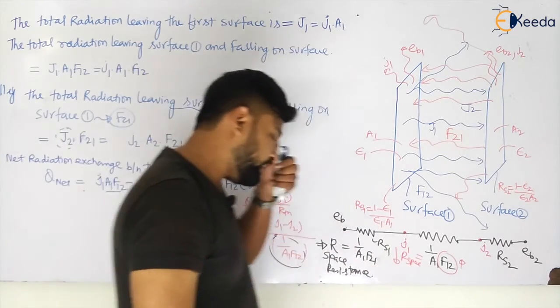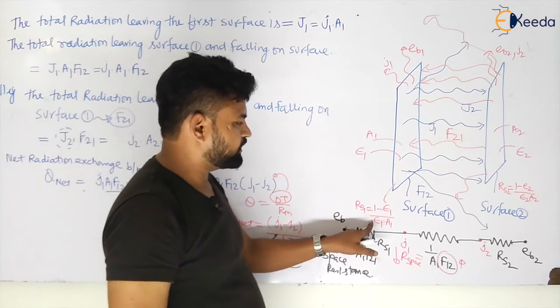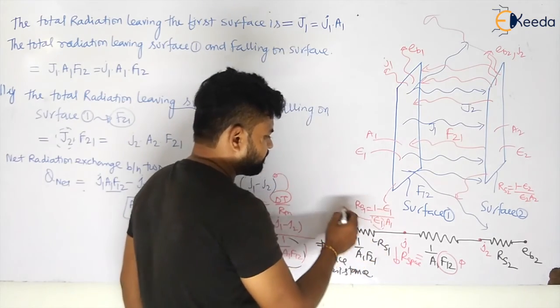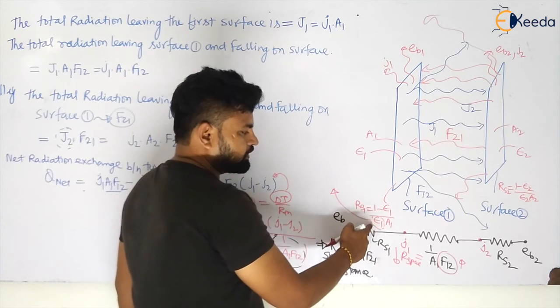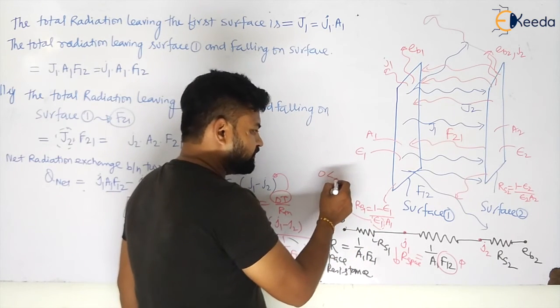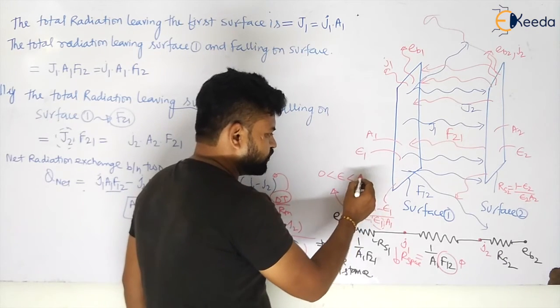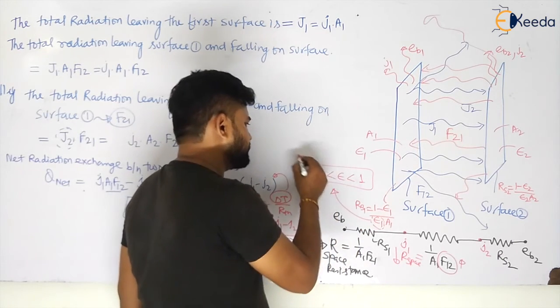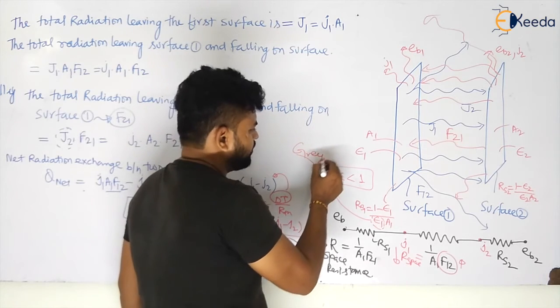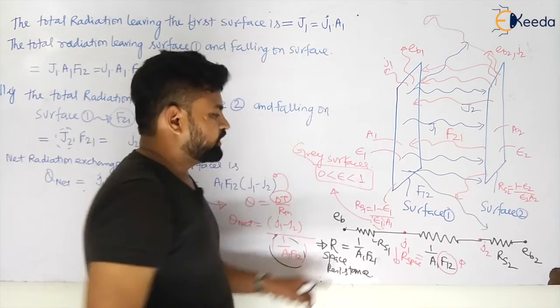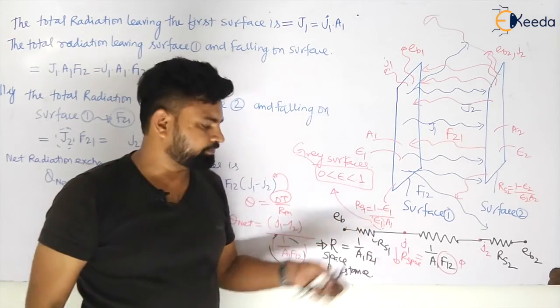Similarly, for this particular case, if the emissivity of the body is in this range, that is for gray surfaces, my dear students, this will be the surface resistance.